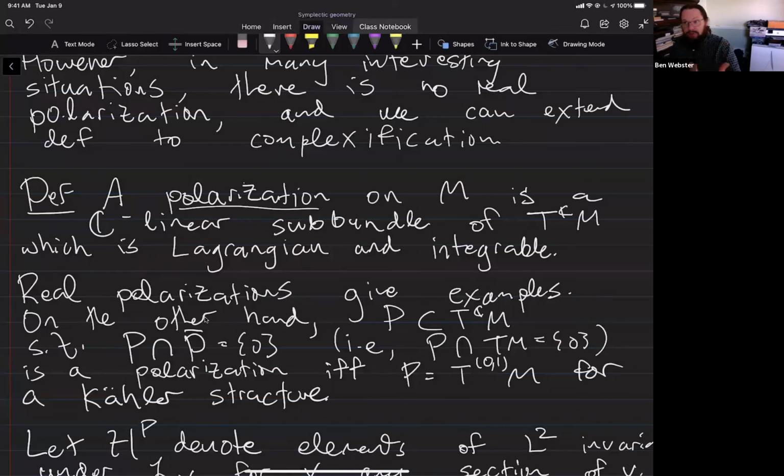Real polarizations, of course, are examples of these, because I can just take the real polarization and tensor it with C. But on the other hand, if I have one which has no real elements in it, so it has trivial intersection with its complex conjugate, which is the same as saying that it has trivial intersection with the actual tangent bundle inside the complexified one, then actually a polarization is the same thing as the 0,1 piece of the tangent bundle for a Kähler structure on your manifold.